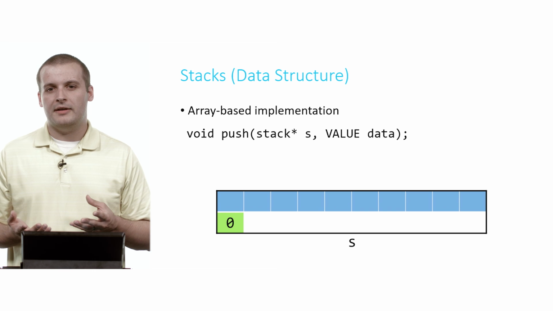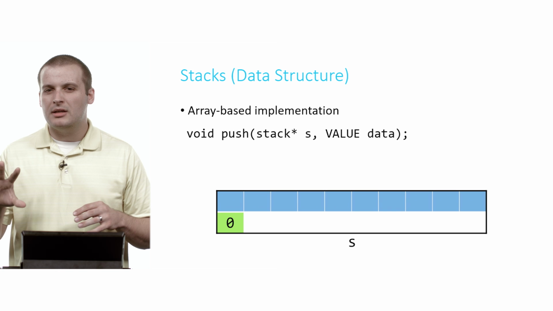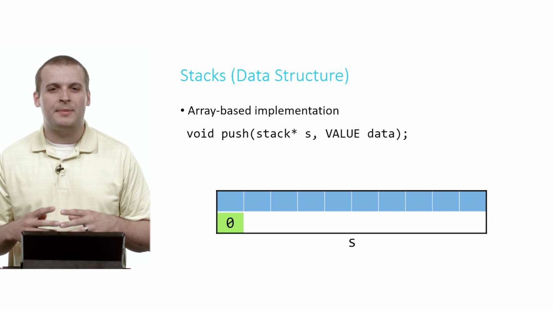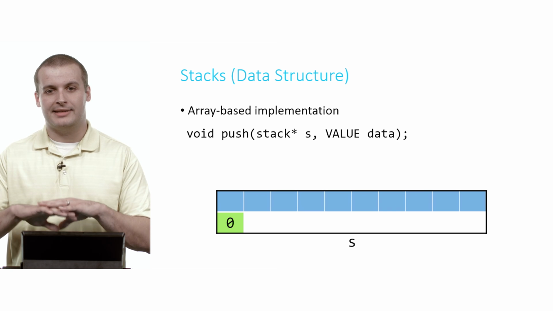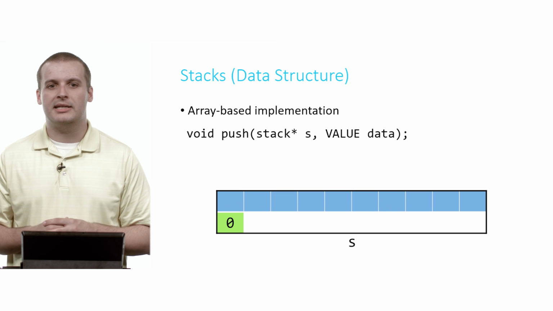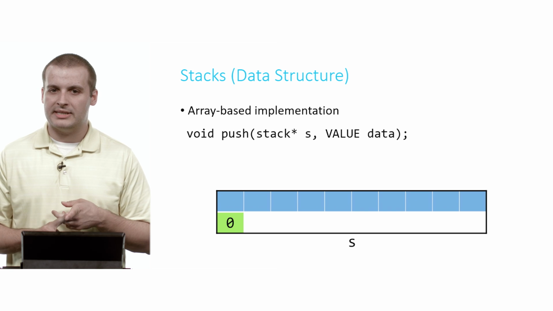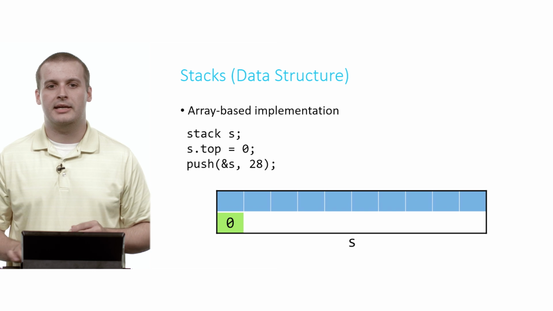So this is what a function declaration for push might look like in an array-based implementation. Again, this isn't a hard and fast rule; you could change this and have it vary in different ways. Perhaps s is declared globally, and so you don't even need to pass it in as a parameter. This is, again, just a general case for push, and there are different ways to implement it. But in this case, our push is going to take two arguments, a pointer to a stack and a data element of type value, integer in this case.